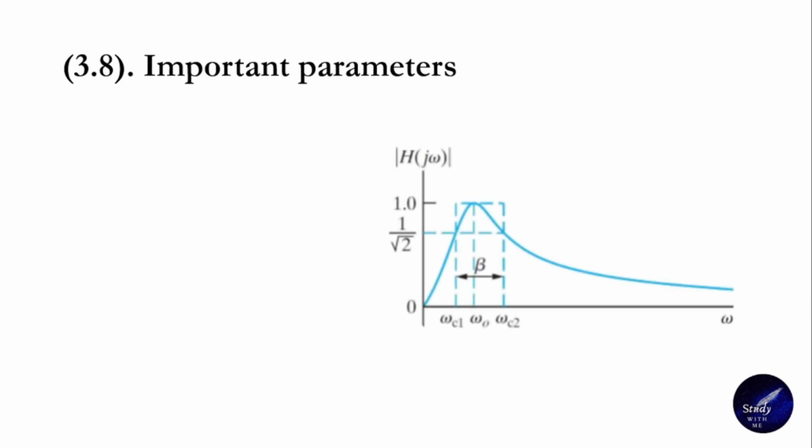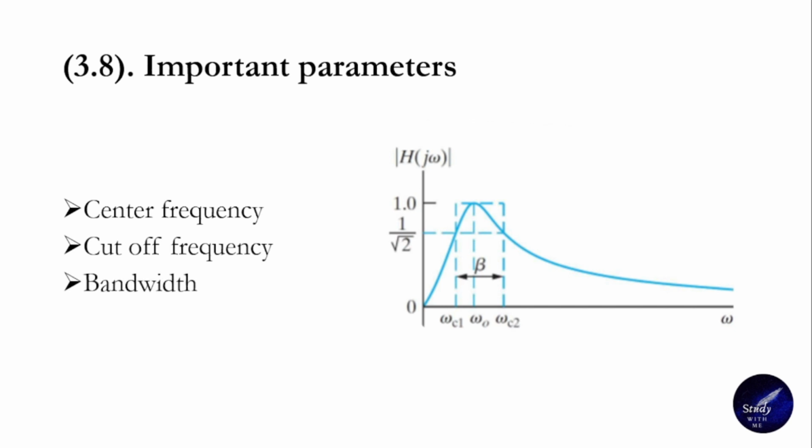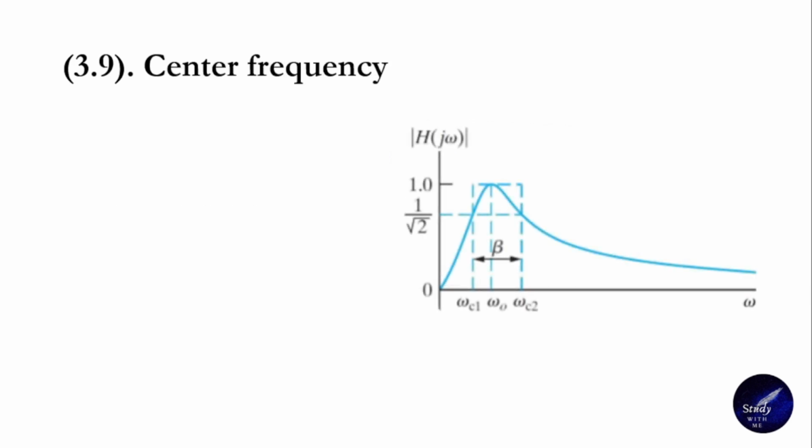So now let me introduce to you three guys. Actually, I mentioned them previously. The first is the center frequency, then the cutoff frequencies, and at last the bandwidth. As you can see, the center frequency is omega naught. More clearly, it is the frequency at which the magnitude of the transfer function is maximum, which is to say the magnitude of the transfer function is 1.